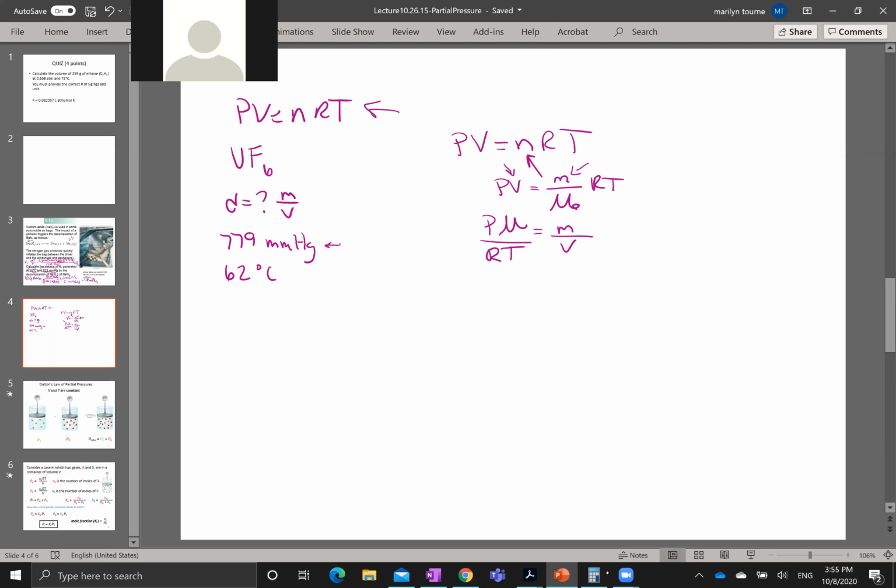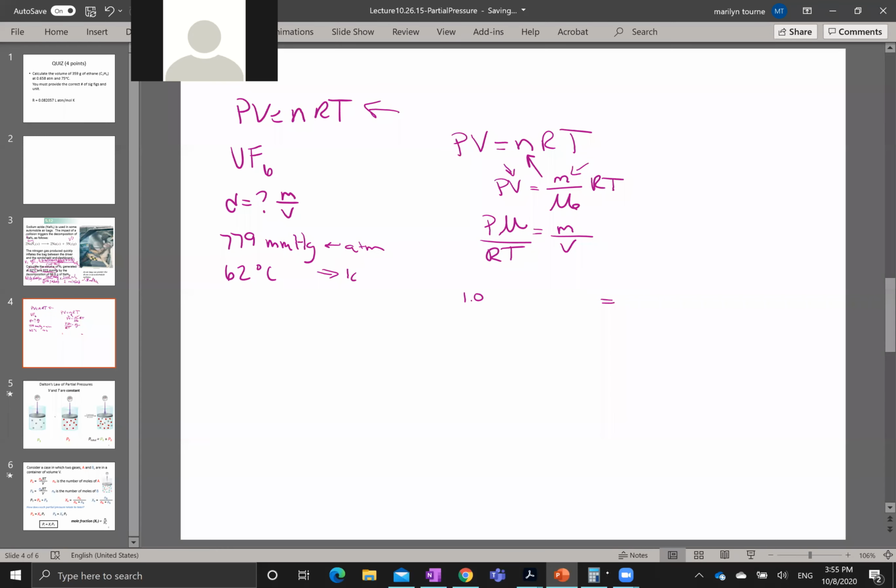All you do from here is just plug and chug. You have all of the information. So you've got to convert this to atm. You've got to convert this to Kelvin. But you have all of this and you would get your M over V. So let's do it for Kennedy's sake, because she likes me to plug stuff in. So what is the pressure in atm? Can somebody do that for me, please?